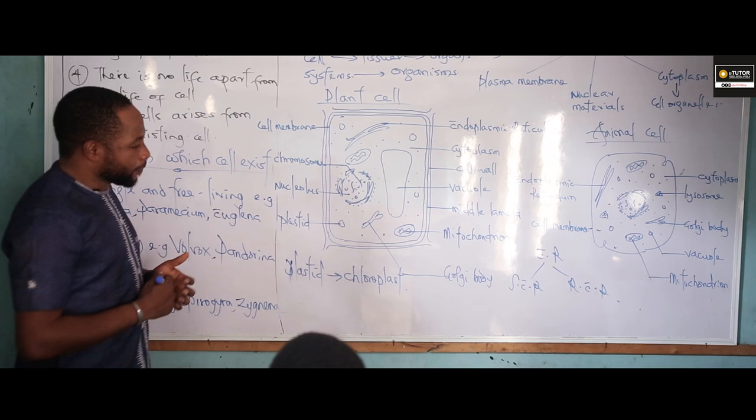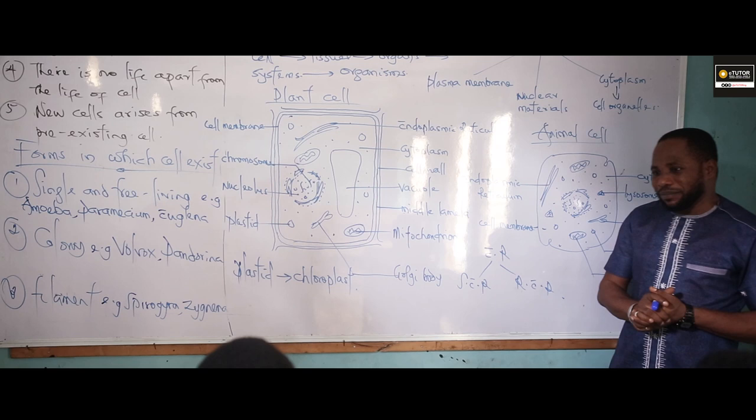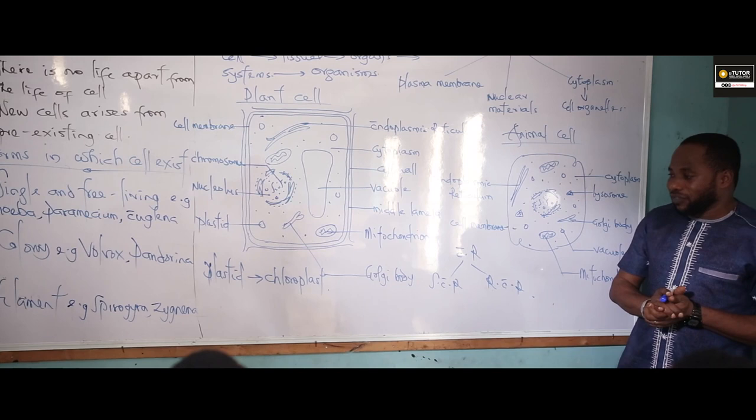Then the next one is Golgi body. Now, one of the functions of Golgi body is to store some materials. Are you getting me now? If the materials are related to carbohydrates, some are stored inside the Golgi body. Are you getting me now?